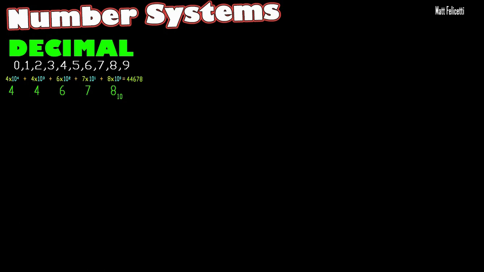Now, the next number system that we're going to look at is binary. A binary digit can either be 0 or 1. And this is how data is stored and transferred on a computer. So it's very important to understand this when programming, as this is the way your data is actually going to be stored and used on a computer.